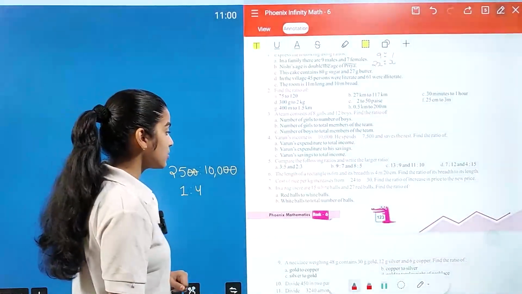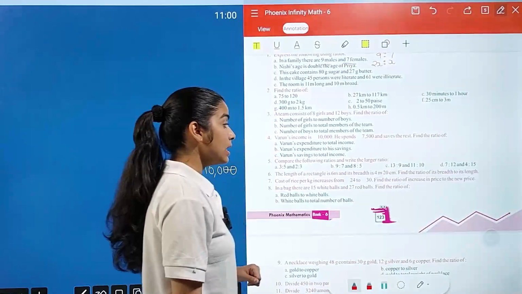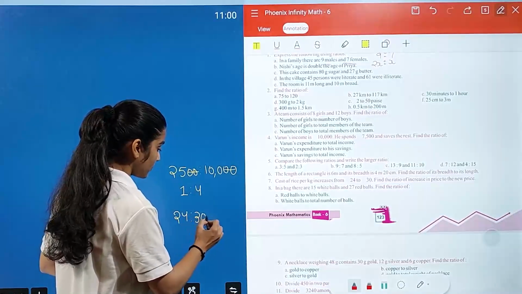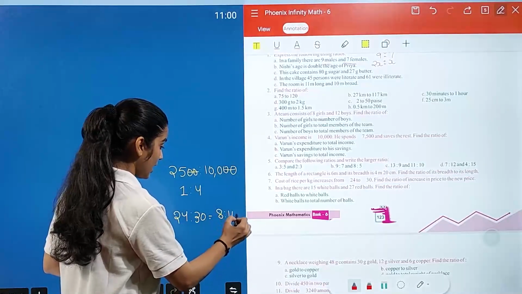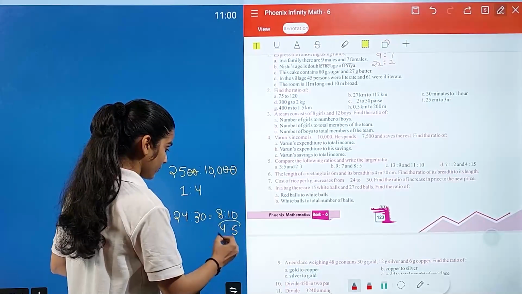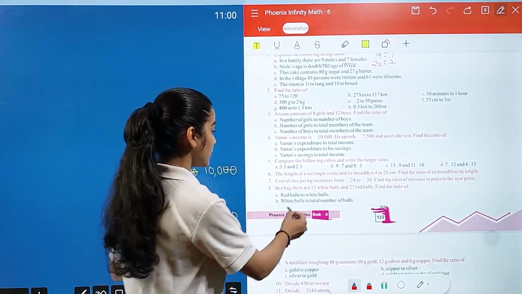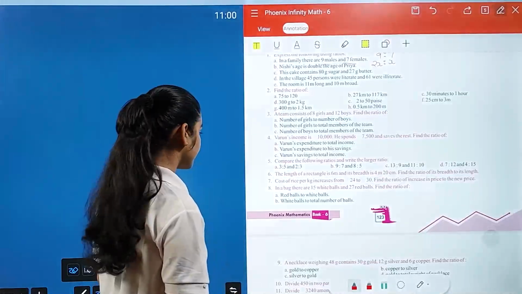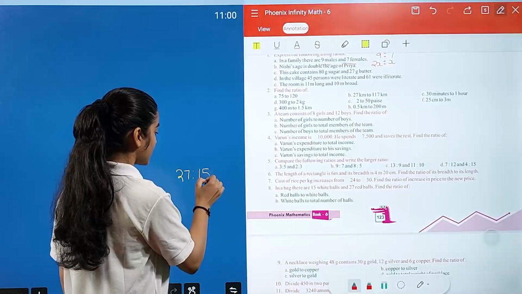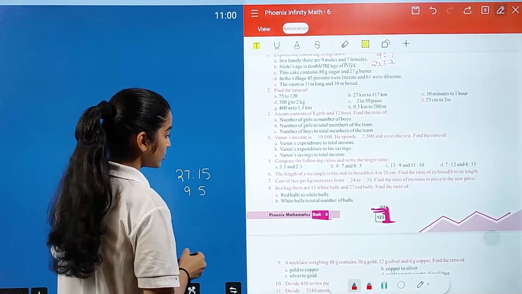Now we have question number 7. Cost of rice per kg increases from 24 to 30. Find the ratio of increase in price to the new price. So the ratio will be 24 is to 30, which will be further converted to 8 is to 10, and further 4 is to 5. Okay. Now in a bag there are 15 white balls and 27 red balls. Find the ratio of red balls to white balls. Red balls we have 27 and white balls we have 15. So 27 is to 15, and simplification of it will be 9 is to 5. White balls to the total number of balls.